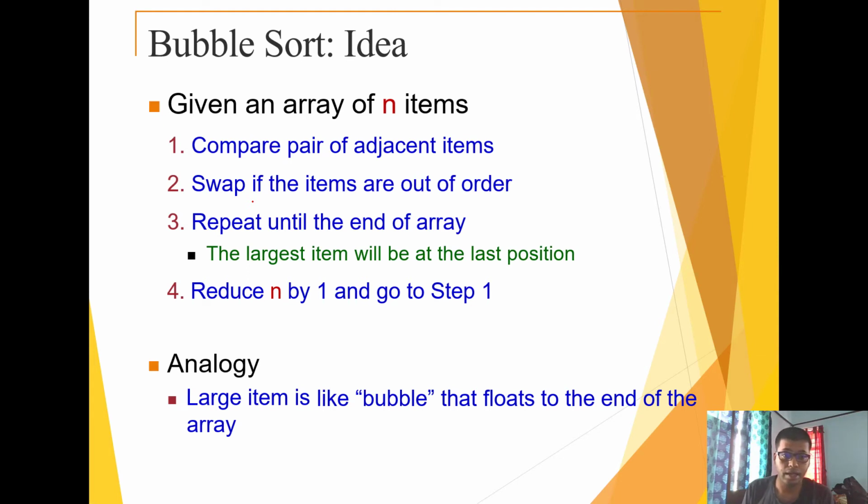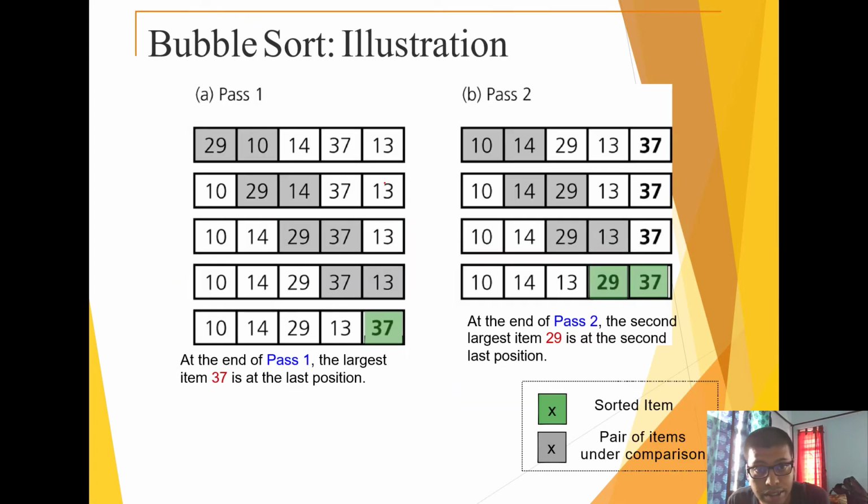Okay, and the analogy is that the large item is like a bubble that floats to the end of the array. So in selection sort, we select the large item and we push it to the end of the array. But in case of bubble sort, it is floating around. So we come to the examples and then we can easily understand.